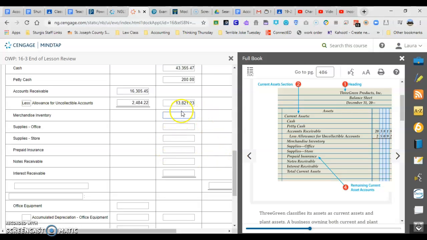Then from your adjusted trial balance, you're going to put all of these other assets in. Go ahead and do that. And then this will be total current assets. So you're going to total all the current assets, and then that amount's going to go here. You're going to add all your current assets.